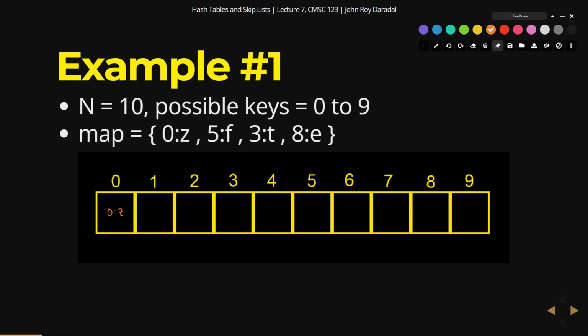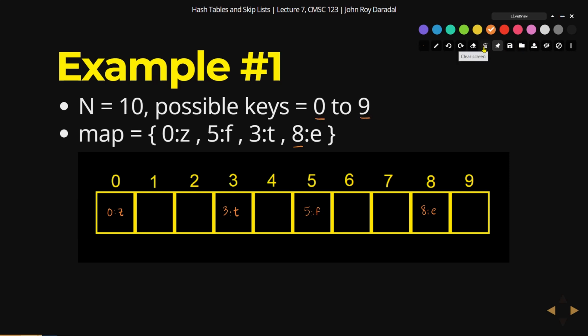5F would be placed at index 5. Okay. 3T would be placed at index 3. 8E would be placed at index 8. So it's fairly straightforward. Okay. So whatever is the key, that would also be the index. But that is if the keys are from 0 to n minus 1.